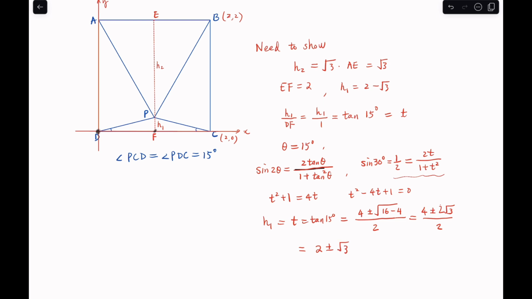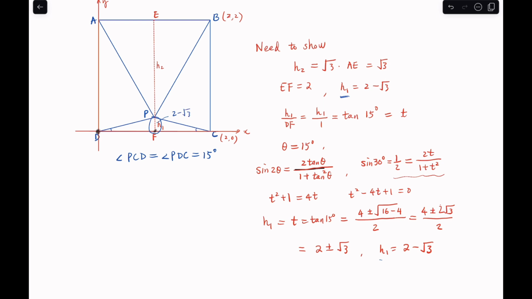Now here, for tangent 15 degrees, we know that it is smaller than 1. We're going to take that value here. So h1 equals 2 minus square root of 3. So we proved the result. So here, earlier we said that we need to show h1 equals this, right? Which is this part here, so this value here is 2 minus square root of 3.